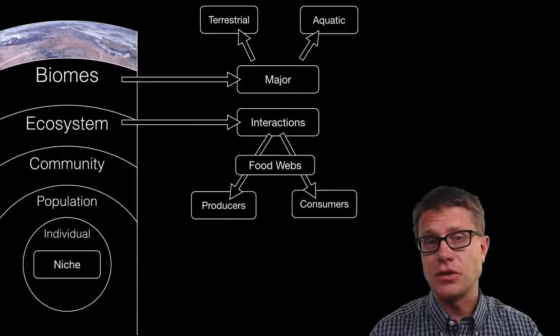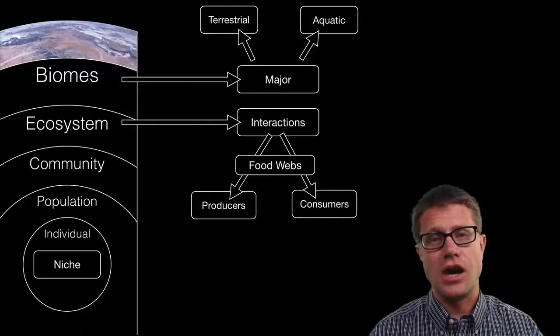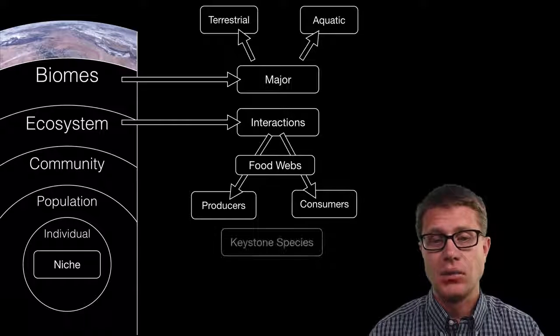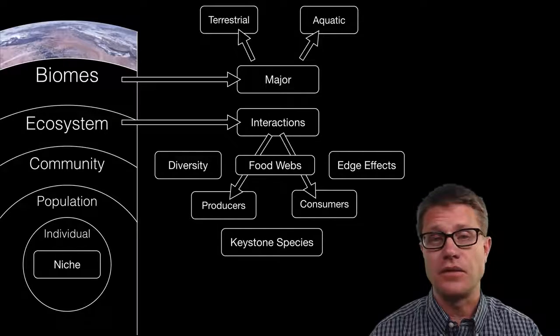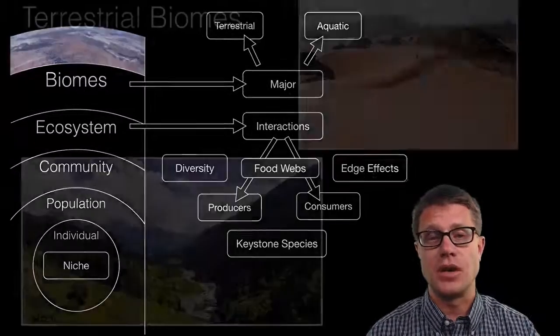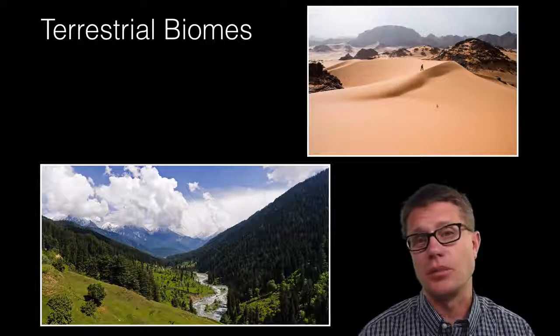We'll then jump to individuals and the role of a niche. That's going to be the job that an individual has. We'll then move to the importance of keystone species, diversity, and then finally edge effects in keeping that ecosystem healthy. And so let's start with terrestrial biomes.